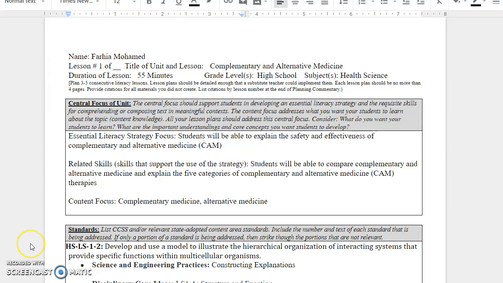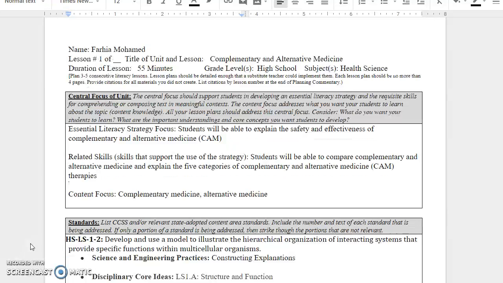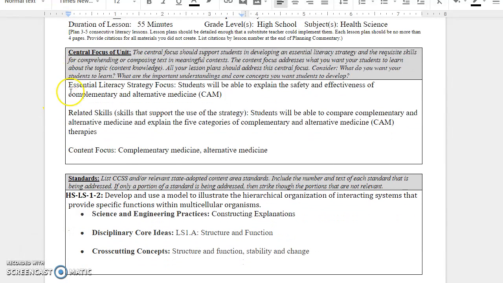Hi, so I'll be going over my high school health science lesson plan on complementary and alternative medicine. Right off the bat, we have the essential literacy strategy focus, which is the central focus of the unit. It's what students will ultimately be working towards: students will be able to explain the safety and effectiveness of complementary and alternative medicine, and I'll be calling that CAM from now on just to make it easier.